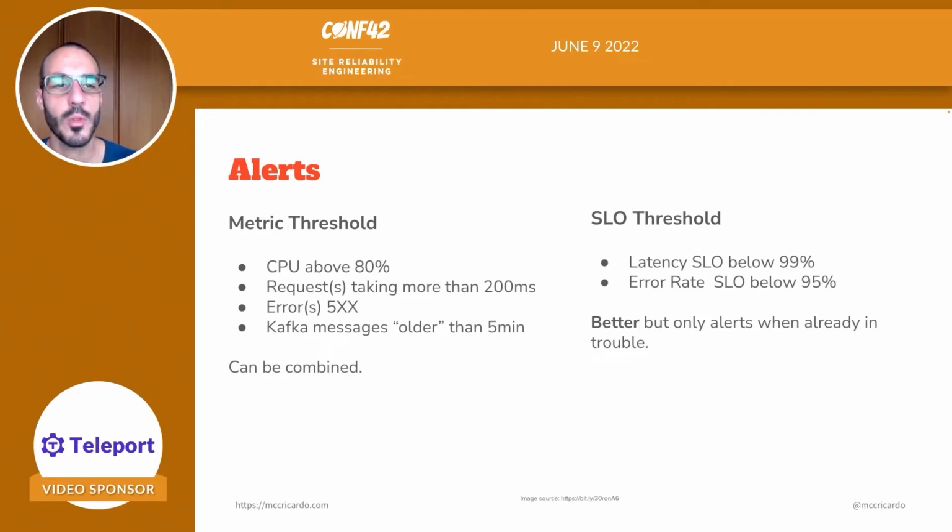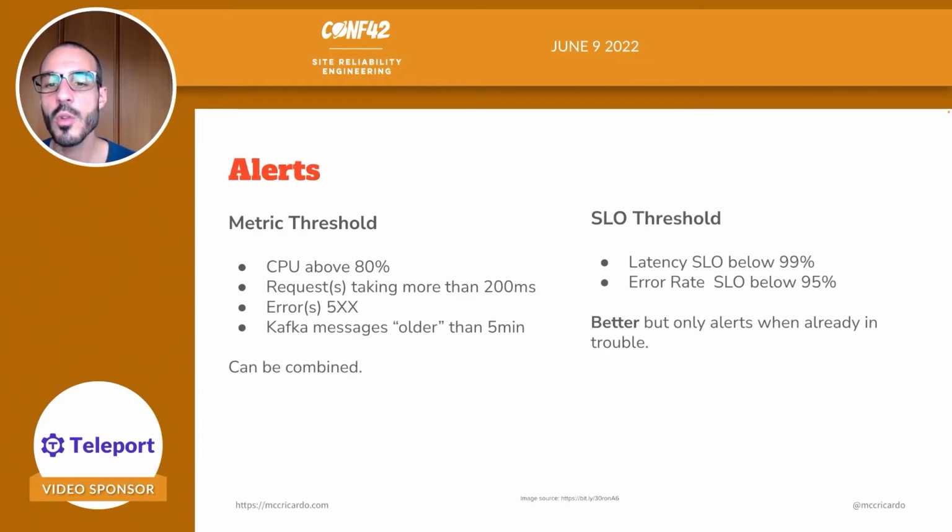So we can take the same approach with SLOs. We can say that if the latency SLO goes below 99%, which is my target, I can receive an alert. And we can say the same thing for an error rate that reaches 95%, and I receive an alert. This is similar to what some of us had already been doing, because we could say, okay, if X amount of requests take more than 200 milliseconds, we receive an alert. So this is good. This is better than the metric threshold.